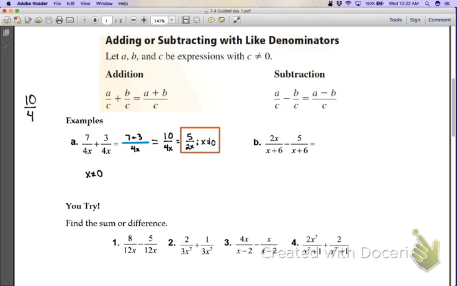Subtraction is going to work the same way. On B, I have 2x over x plus 6 minus 5 over x plus 6. What can x not be? Negative 6.